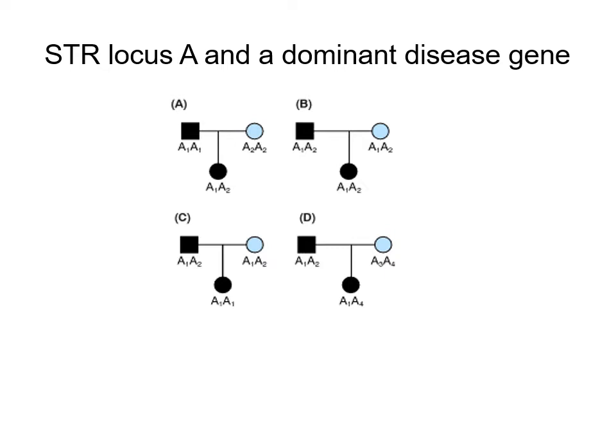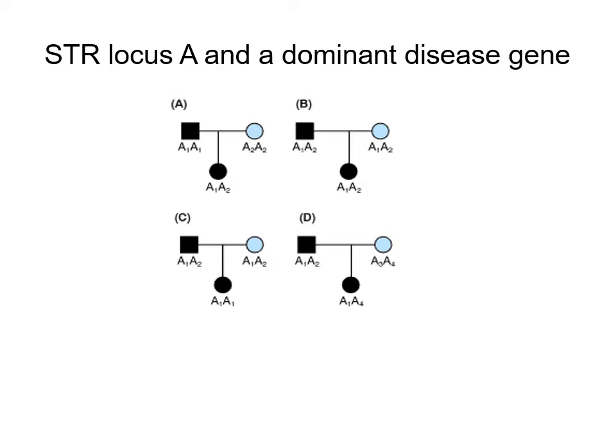So for example, in pedigree A, the affected daughter is A1, A2. So we look at her parents to try to figure out which allele she got from them along with the disease. Her dad is A1, A1 and has a disease. So clearly she got A1, and her mom is A2, A2 with no disease. So she got A1 and the disease from her father. So this is an informative situation in that the A1 and disease arrangement is known, and this has predictive value as far as her children are concerned.